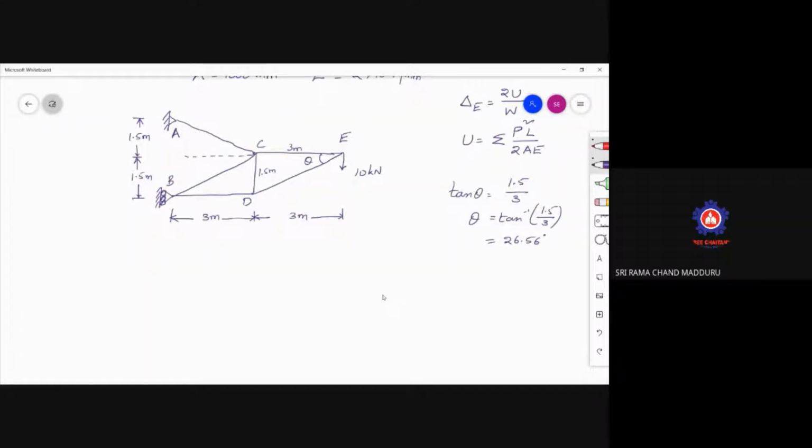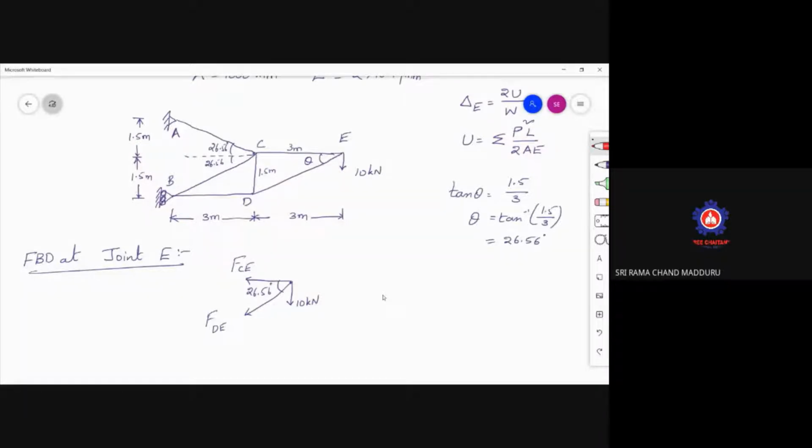So theta is 26.56 degrees. This is also 26.56. This is also 26.56 degrees. Now go to joint E and write down the free body diagram at joint E. So this is a joint. Here a horizontal force, the force in CE, is there, and this is also a force, DE. It is making an angle of 26.56 degrees. And a point load of 10 kilonewtons is acting.